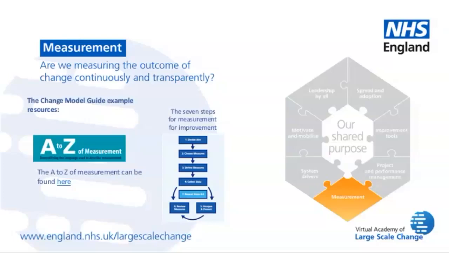So they're small step incremental changes over time that we can measure and show people those small steps towards the overall ambitional goal that we're trying to achieve. So we have a number of approaches that can help you with this within the Change Model Guide, and 2 of them we're showing with you on our screen now that were developed by my colleagues in the format NHS Improving Quality. These are the A to Z of measurement on the screen just here, and there's a link through to that, and the 7 steps for measurement for improvement.